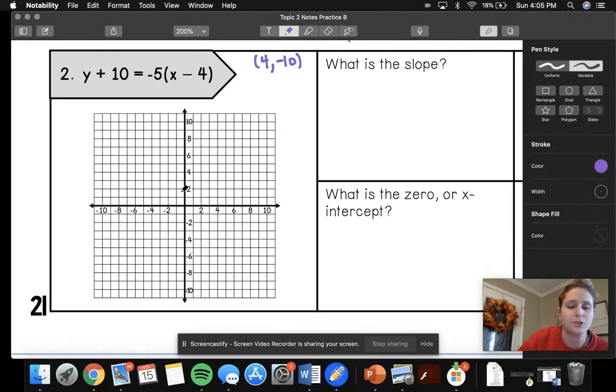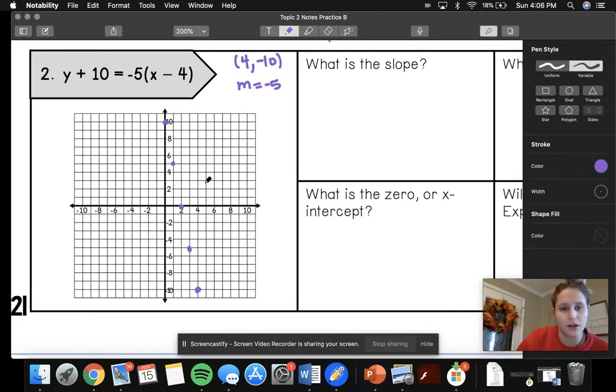Okay, so first I'm going to plot 4, -10. And then my slope is -5. So I would go down 5, right 1. Can't really do that, so I'm going to go backwards. I'm going to go up 5, left 1, up 5, left 1, and I'm going to do that all the way up here. Again, I'm not going to graph them just because it's kind of hard on my tablet.